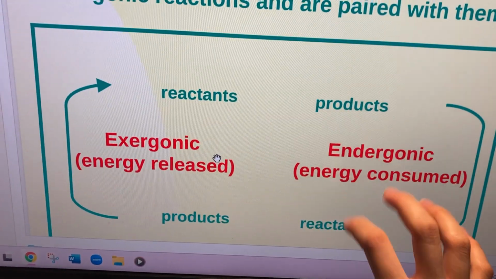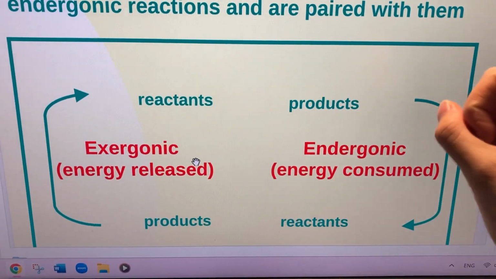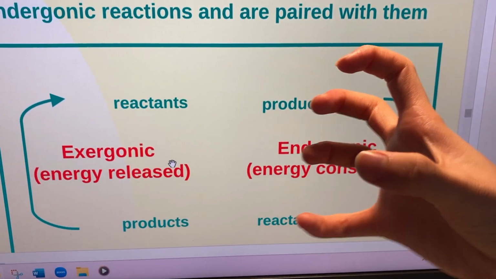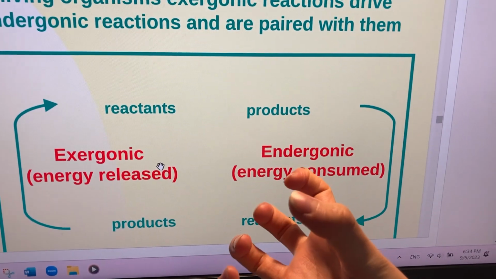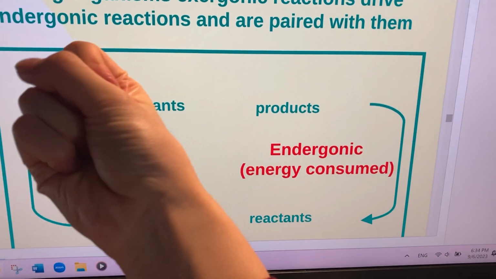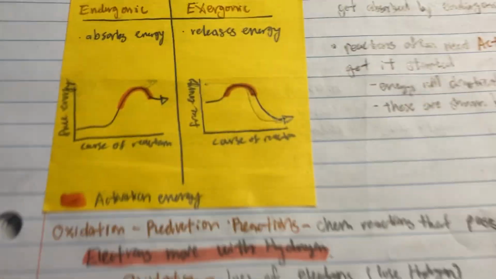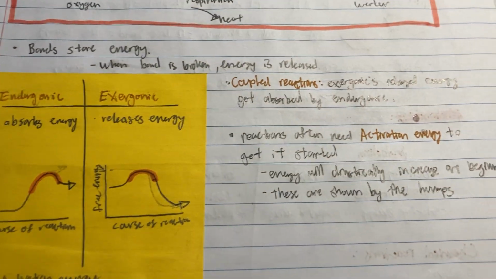So it's like a whole cycle. Like the product: you have something, and then it consumes energy, and now that it's big, it becomes the product of this, and then the energy gets released and it becomes small. And it's a cycle. I hope you understand that. If you guys have any more questions, you can just ask me.